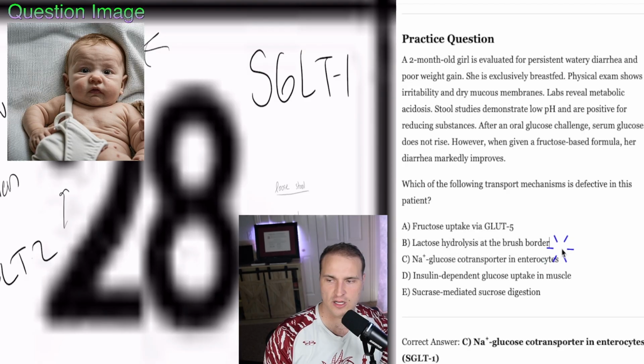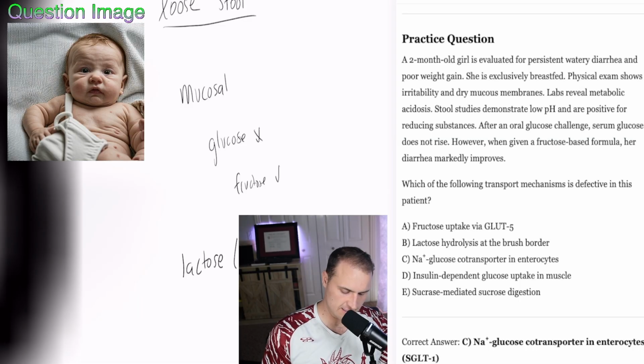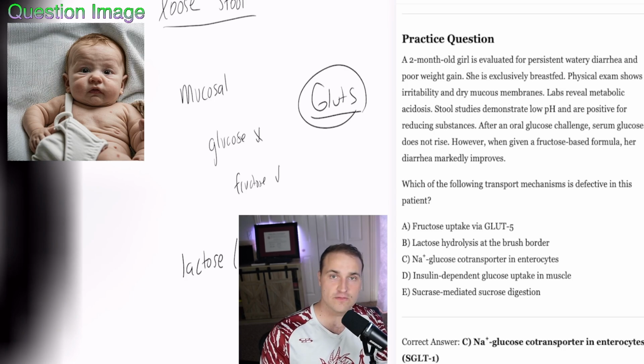Sodium glucose co-transport in the enterocytes. So we got a little youngster, right? Breastfed. And so lactose, which is comprised of glucose and galactose, and you have watery acidic diarrhea and reducing substances in the stool. Why? Because the sugars are not being absorbed. And so oral glucose is not changing the sugar, so the glucose is not being absorbed, but the fructose is fine, and the fructose pathway is intact. That tells us that GLUT5 is working, because that's going to be our fructose pathway. GLUT5, all good to go.